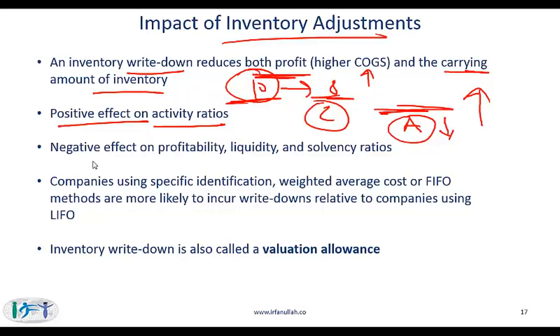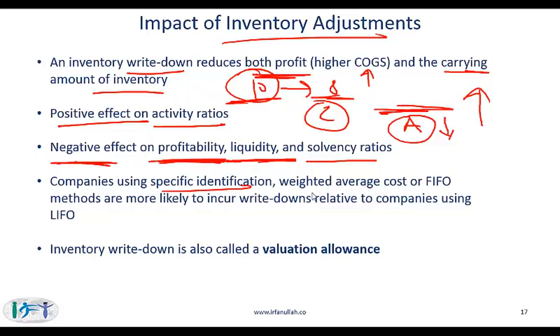On the other hand, inventory adjustments will have a negative effect on other ratios such as profitability ratios, liquidity ratios, and solvency ratios. Why a negative effect? Clearly with profitability, your profits are going to come down. Will sales be impacted? No. So the profitability ratios will be worse. Liquidity ratios like current assets over current liabilities will be lower because your current assets are lower. Solvency ratios will be higher, which is actually a negative.